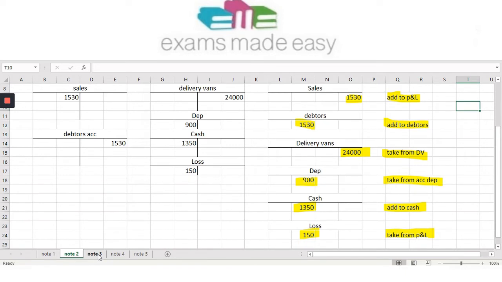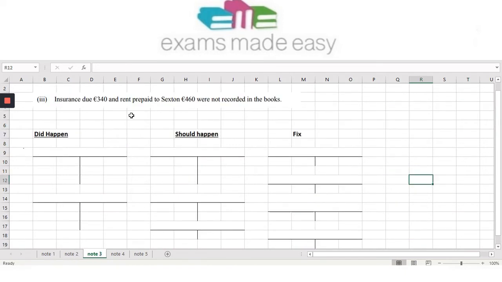That's it dealt with. Note number 3. A shorter note, more straightforward. Insurance due 340 and rent prepaid to Sexton were not recorded in the books. Whenever you have a not recorded in the books, you don't need the did column, you don't need the fixed column. All you need is the should column.